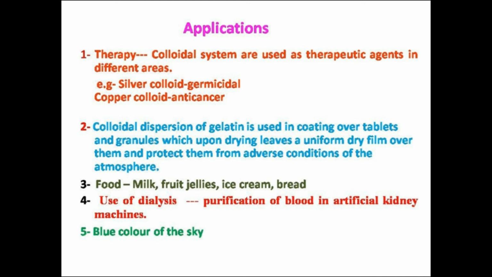Naturally, our kidneys purify blood, and blood is a colloidal solution which may contain some toxic materials like uric acid and urea. When it enters the kidneys, the kidneys purify the blood by removing these toxic materials through the natural membrane. But when the kidney fails to do its duty, we have to go for an artificial kidney machine where cellophane membranes are used to filter the toxic materials. So it's an important application. The name of this process is dialysis.